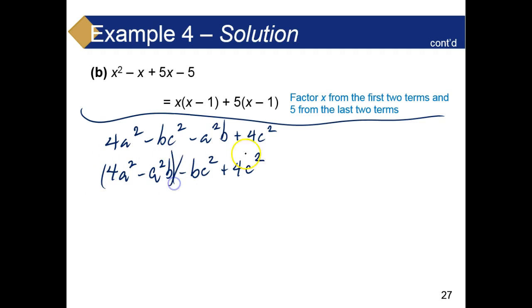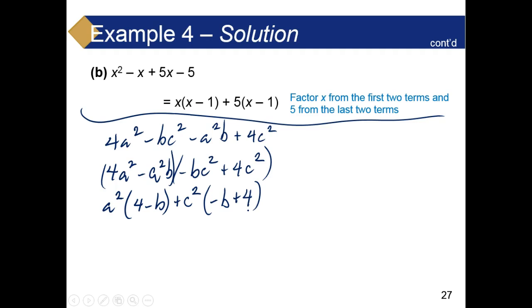Group. Okay. What do you notice in the first one? A squared. What's left? 4 minus b. Second group. A c squared. This time I'm going to let you get away with it. So plus c squared. Okay, I'm looking ahead. So what's left? Say again? Negative b plus 4. Okay, now my question to you. What next?